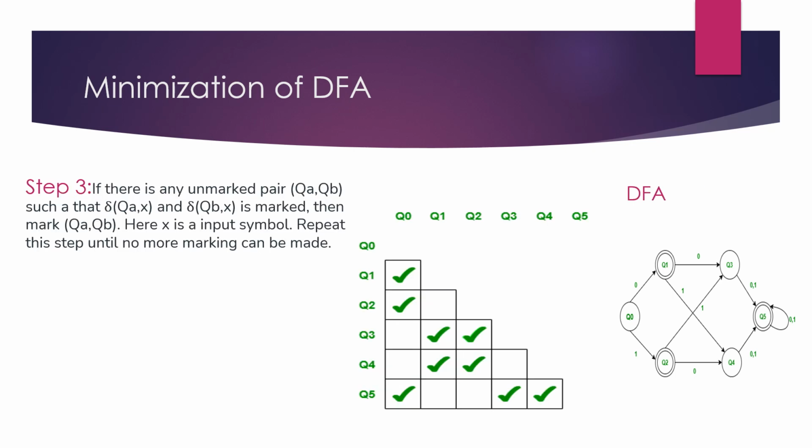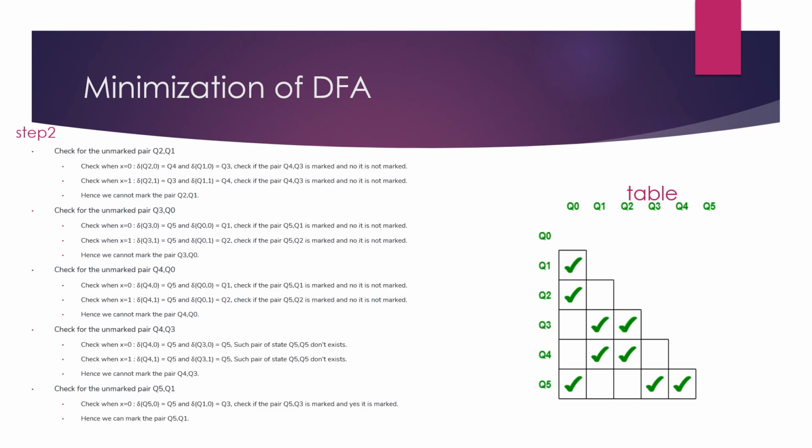Coming to the third step, we have to check if there is any unmarked pair. If there is any unmarked pair, we have to repeat the procedure until no more marks can be made. These are the pairs which were marked in step 2, and this is the diagram of the DFA. There is a small procedure which we have to follow to mark the unmarked pairs. By using the input symbol, we go to the next states, and if those states are marked, then we will mark the pair.